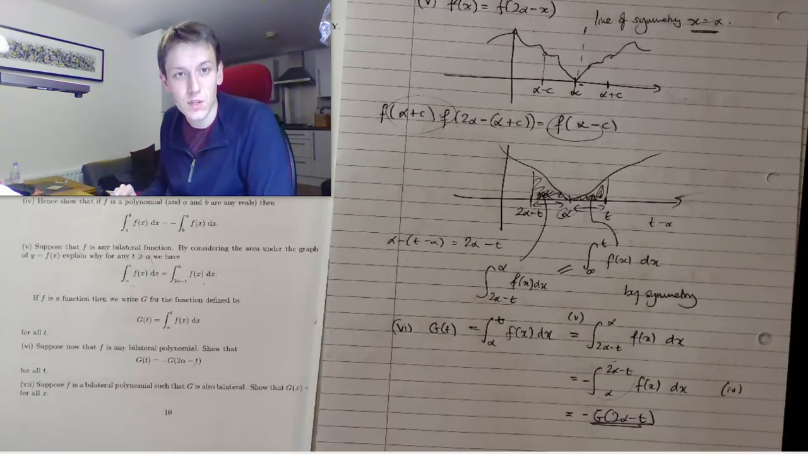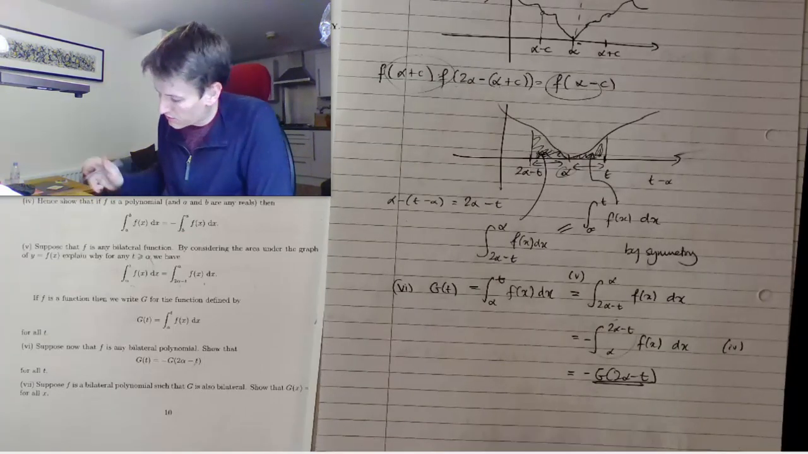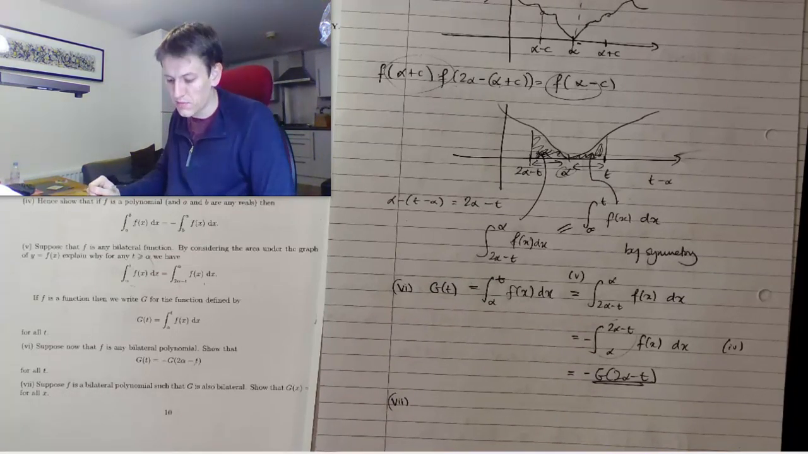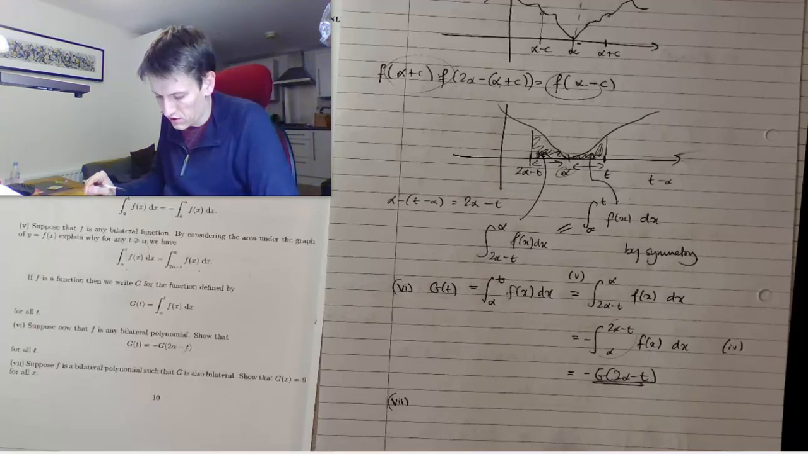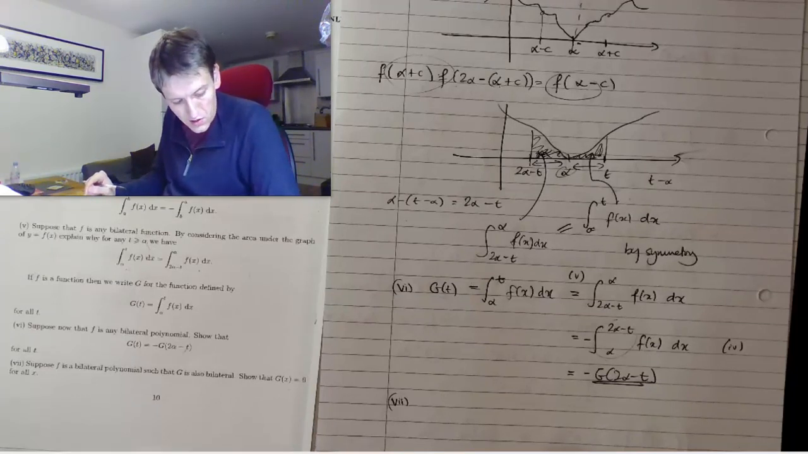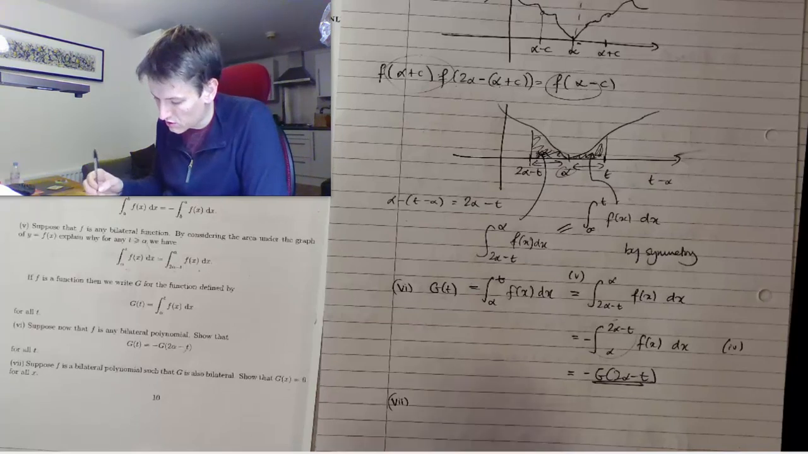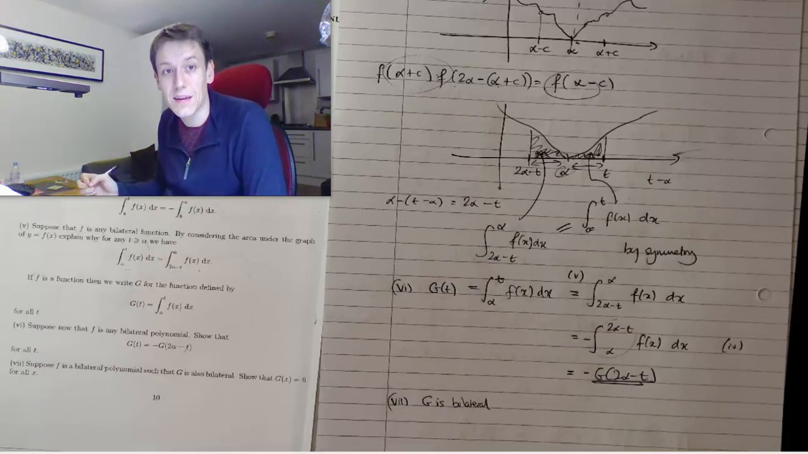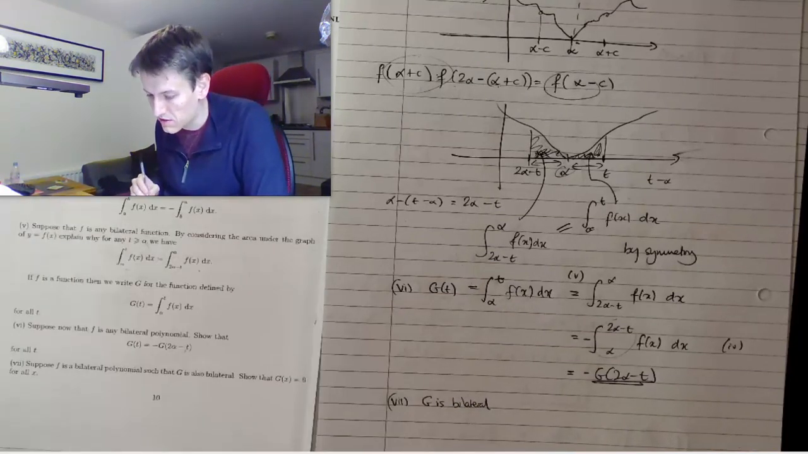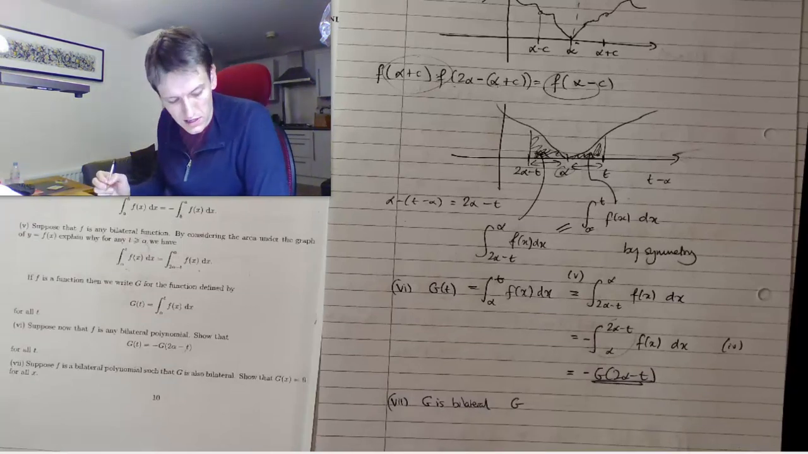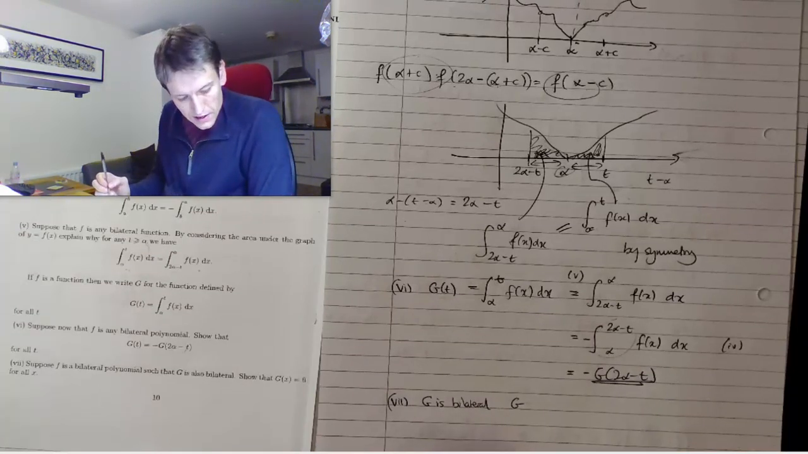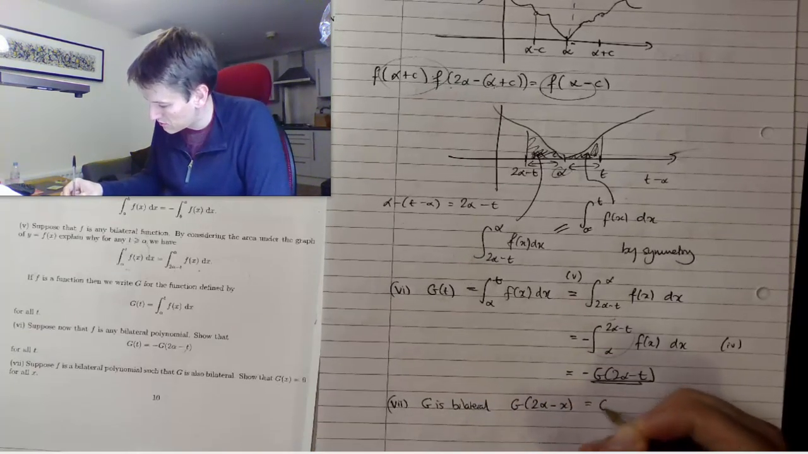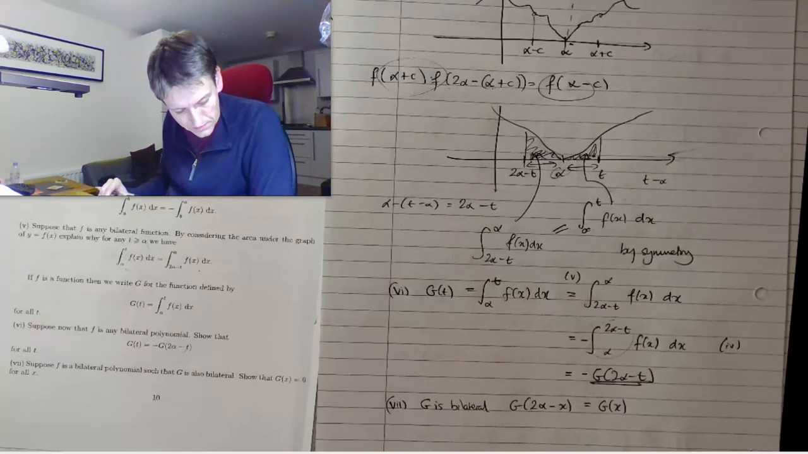So we're done. And in the last part of the question, part 7, it says suppose f is a bilateral polynomial such that g is also bilateral, show that g of x equals 0 for all x. Okay, so g is bilateral means that it would satisfy the same definition we started with. It had f in it before, but it's now got g in it, so that says that g of 2 alpha minus x is equal to g of x.